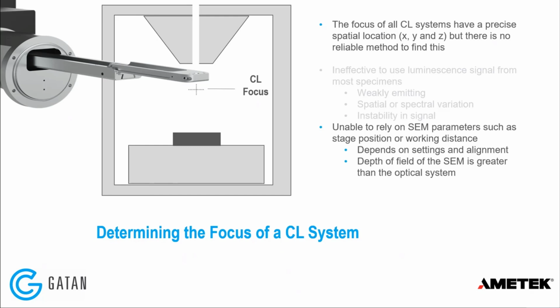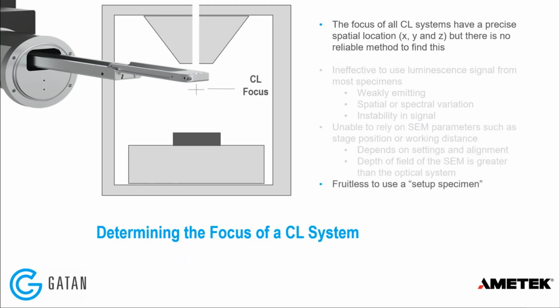So one way that some people have suggested to do this is to rely on standard SEM parameters such as stage position or working distance. However, this doesn't work either. Those values in all electron microscopes that I'm aware of depend not only on the settings and the alignment that you have in the electron column, but critically and fundamentally important is one of the first things we learn about electron microscopes when we start learning about electron microscopy, that the depth of field of the SEM is much greater than in optical systems. So it means that it's fruitless to use a setup specimen. You can't simply set up one specimen that's easy to do, rely on the SEM parameters and move over to the specimen of interest. This just doesn't work.